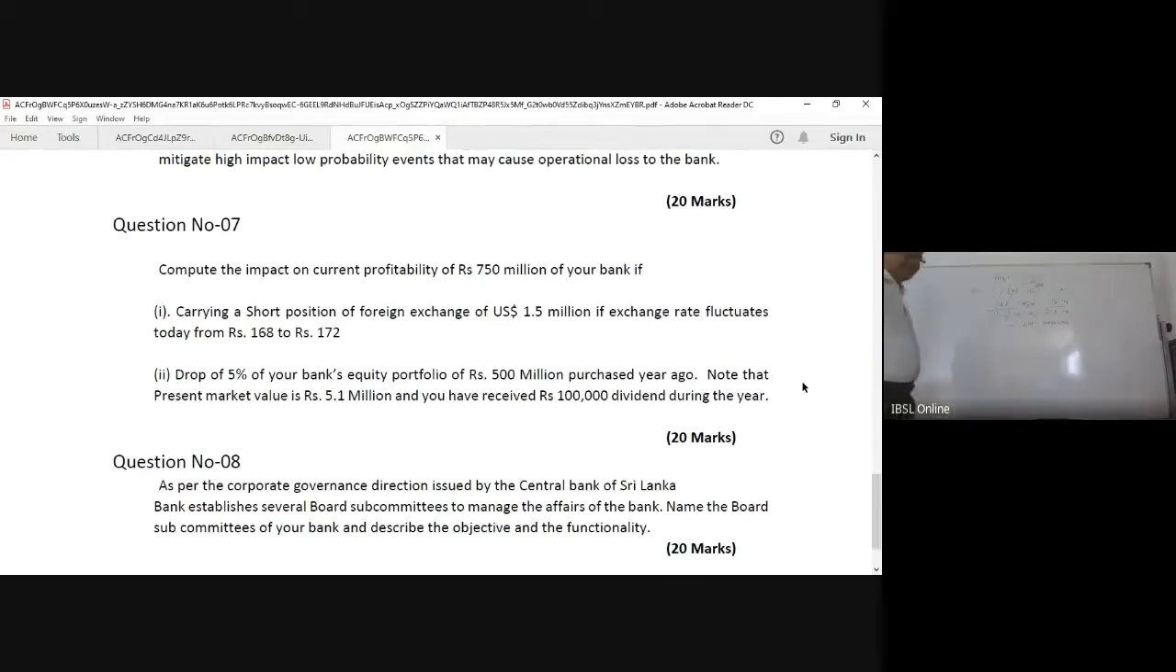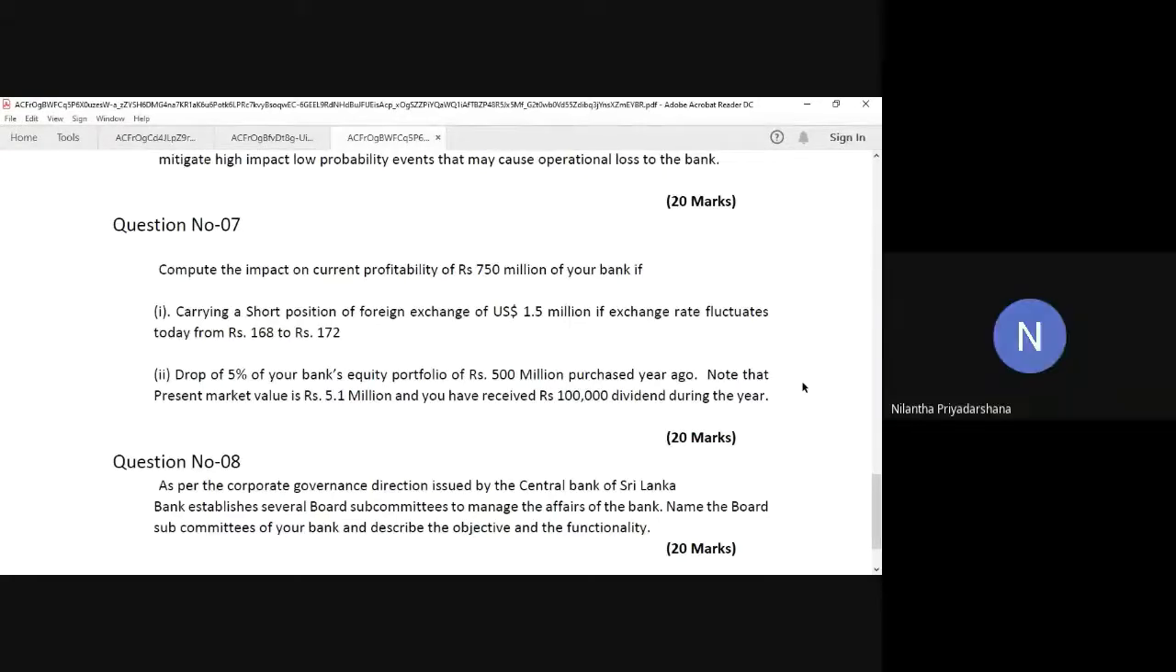Second part, you need time to look at the computation, how I did. You need to understand whether position is short means it's a debit balance. And when you have a short position, if exchange rates increase.